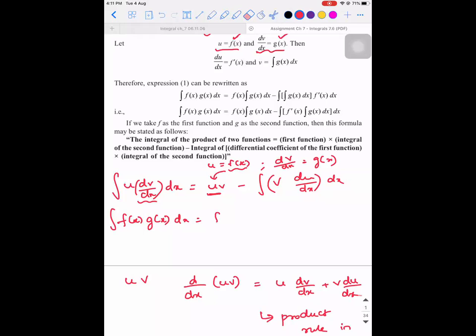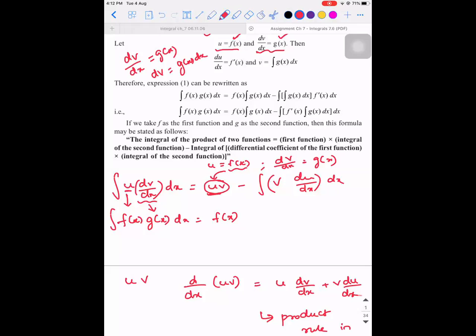So listen, what I'm trying to say is, wherever u is there, I'm replacing it with f of x. Wherever dv by dx is there, I'm replacing it with g of x. On the right hand side you have uv. What is u? U is f of x. From dv by dx, if I need only v, then what should I do? If I call dv by dx as g of x, I need only v, so I can write dv is equal to g of x into dx.